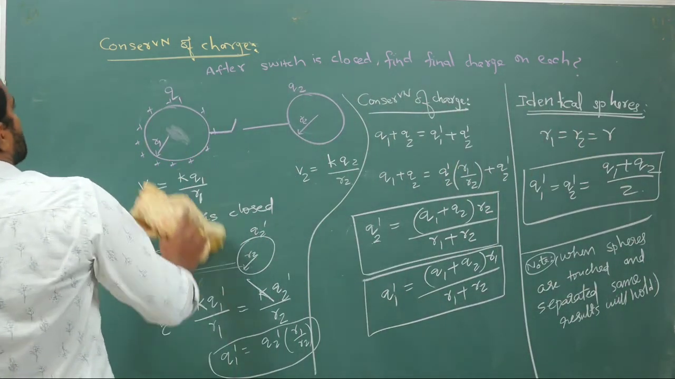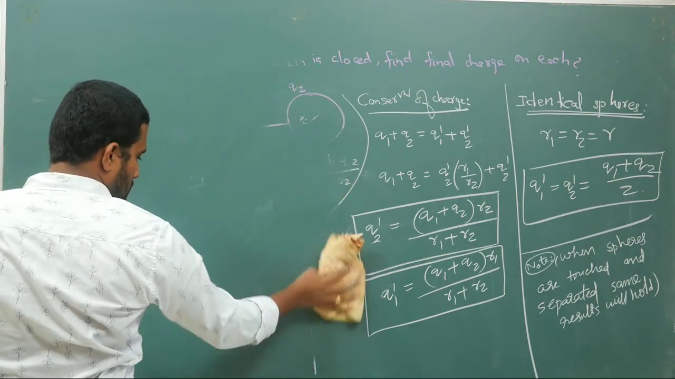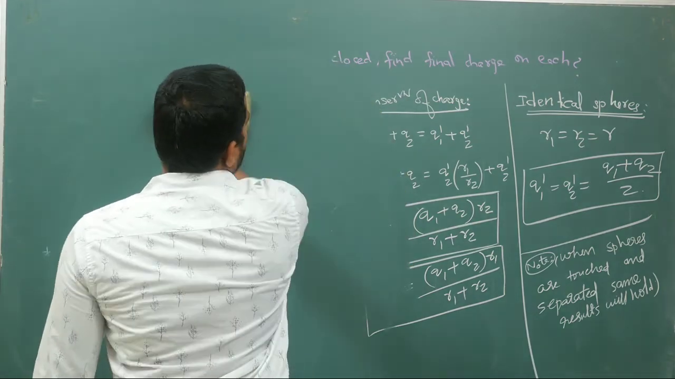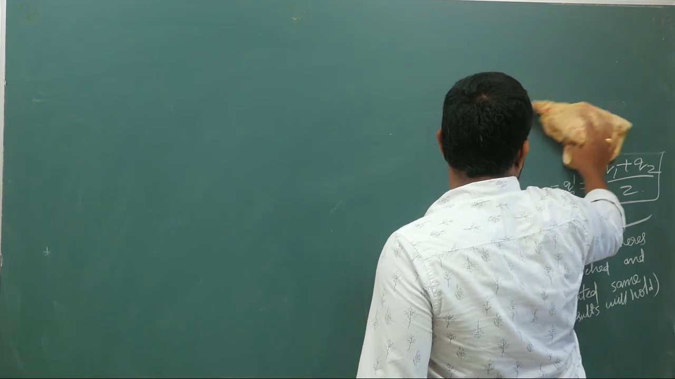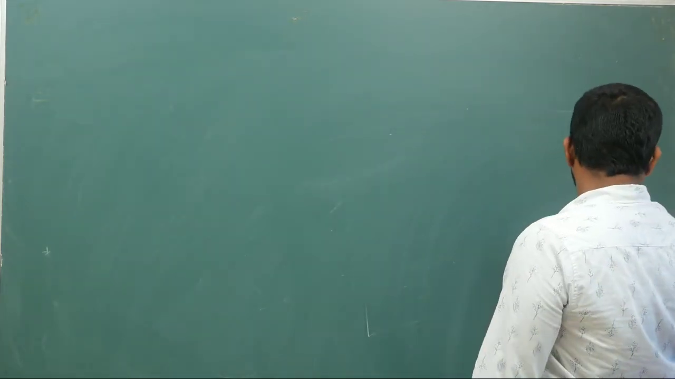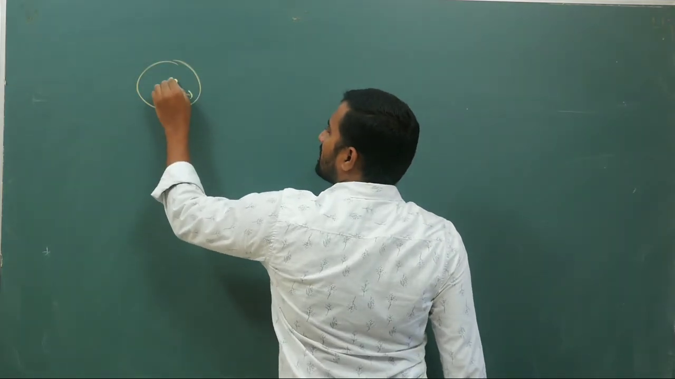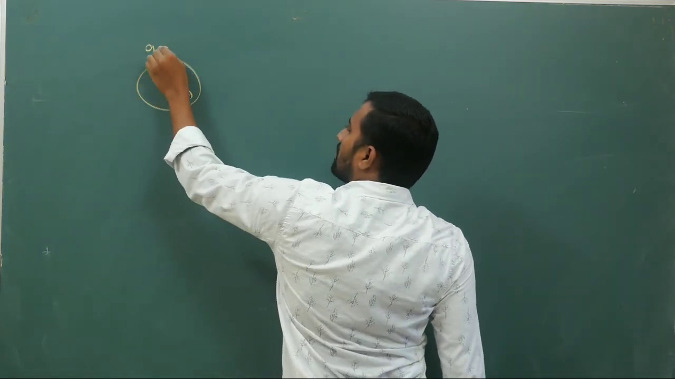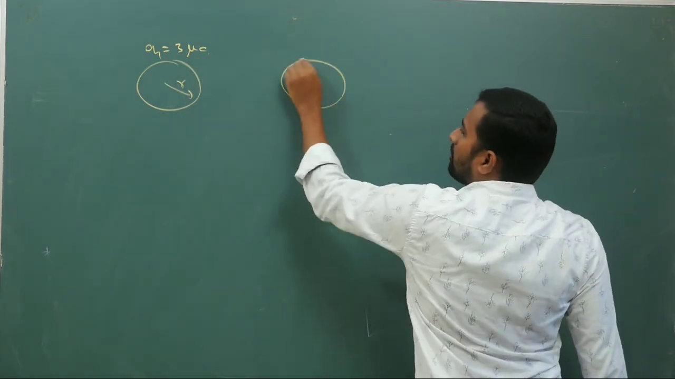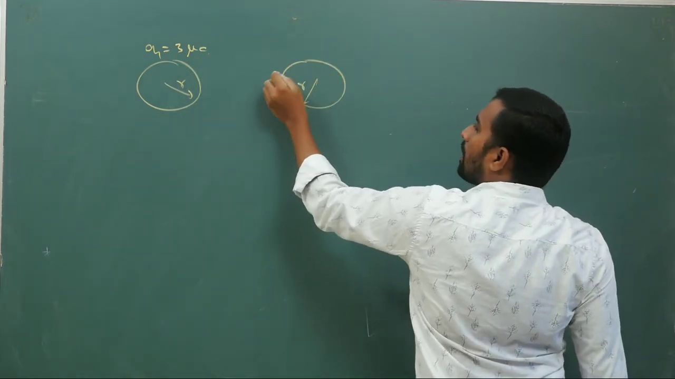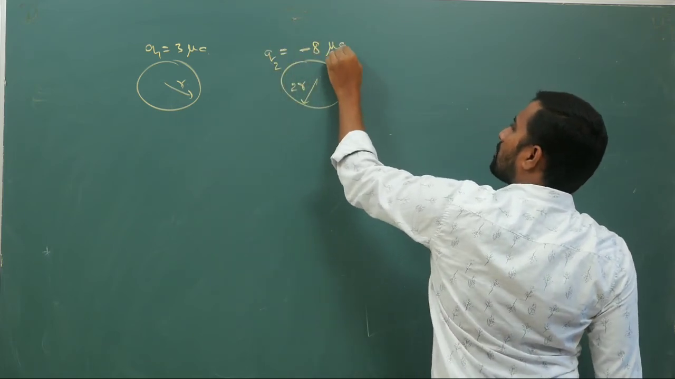Okay, next. Now before I start, the next part is only Coulomb's law. So before I start, let me give some basic problems. Let us say there is a sphere of radius r. On this there is 3 microcoulomb charge. There is one more sphere whose radius is 2r. For this the charge is minus 8 microcoulomb.